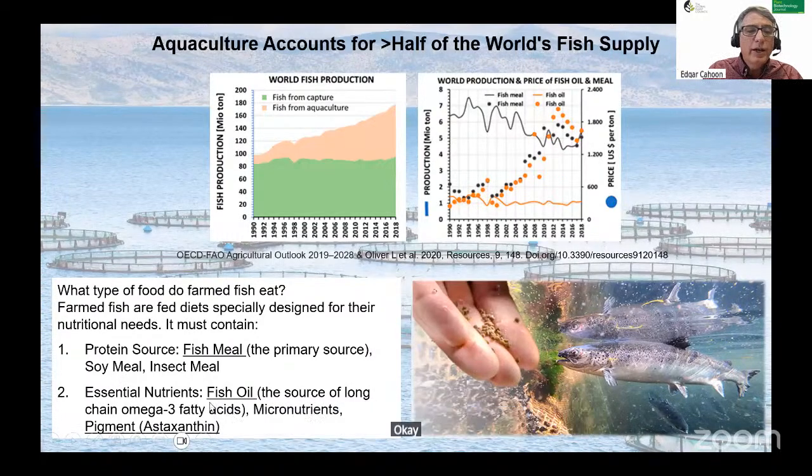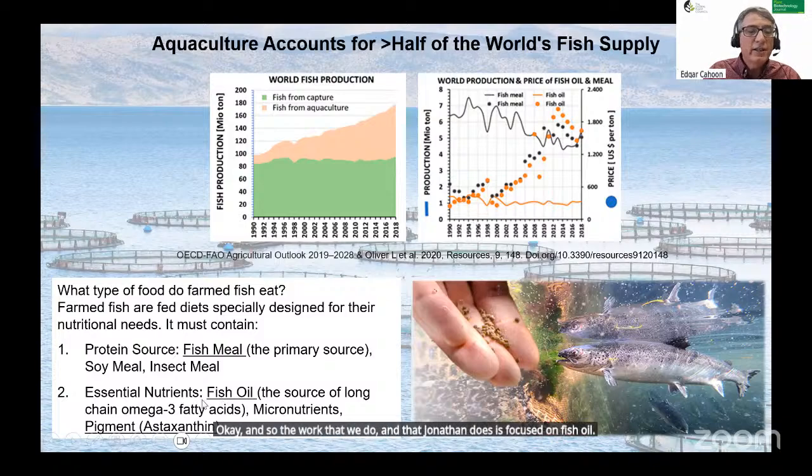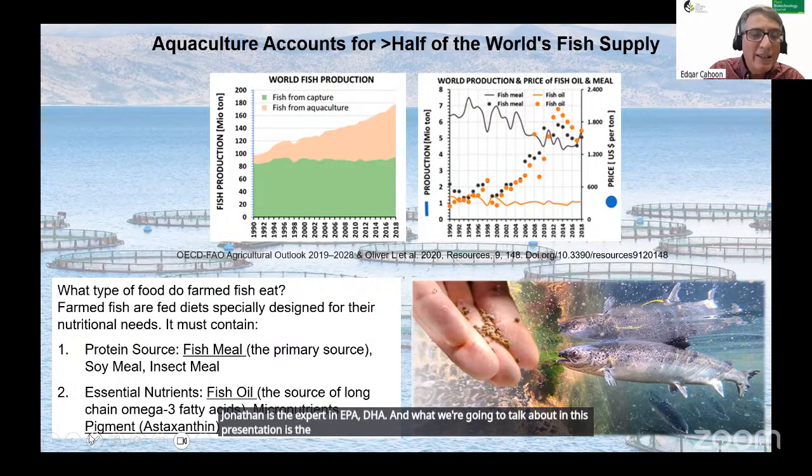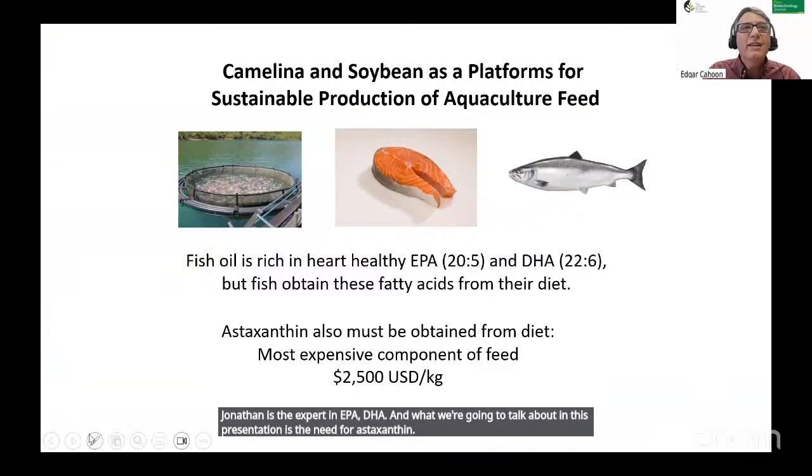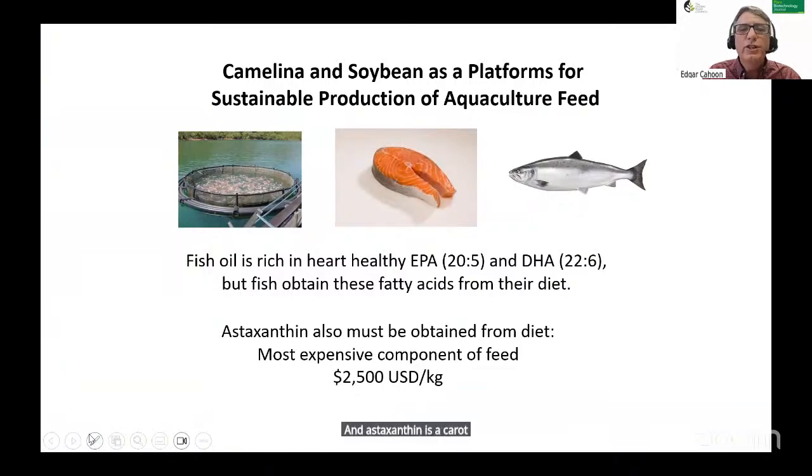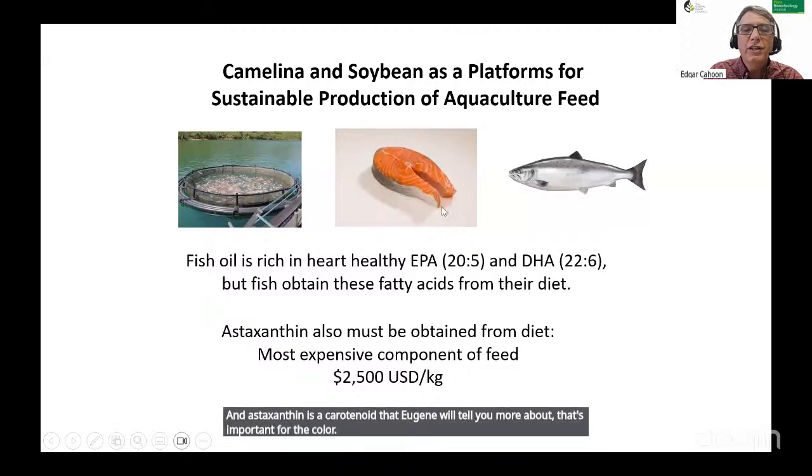Okay, and so the work that we do and that Johnathan does is focused on fish oil. Johnathan is the expert in EPA, DHA. And what we're going to talk about in this presentation is the need for astaxanthin. Astaxanthin is a carotenoid that Hyojin will tell you more about, that's important for the color of the flesh of fish.